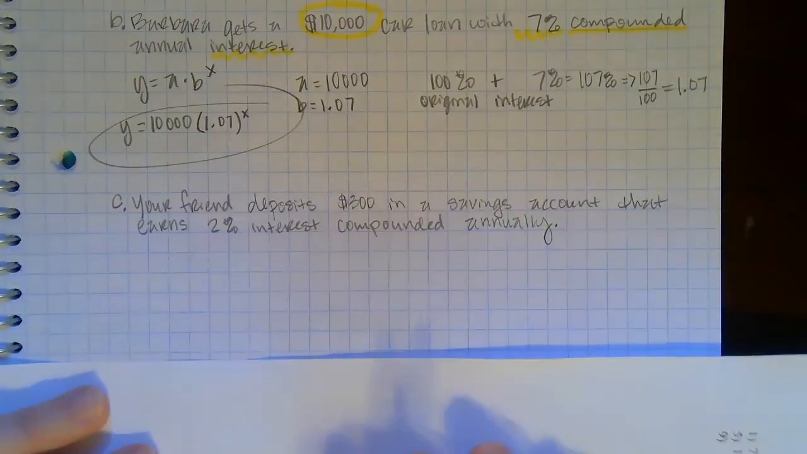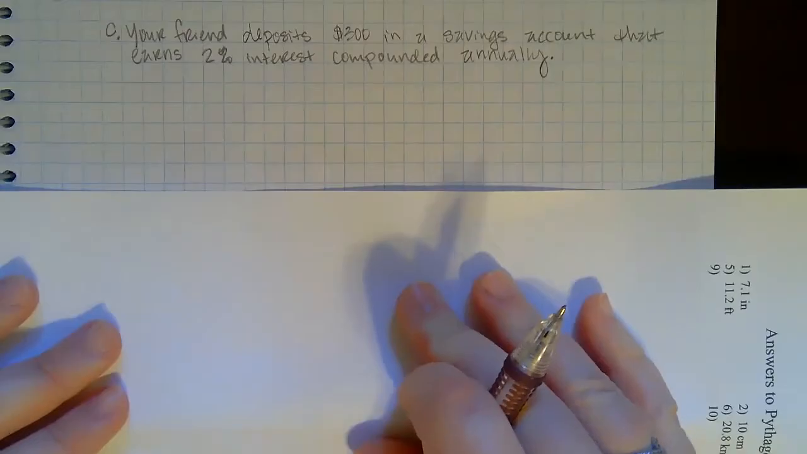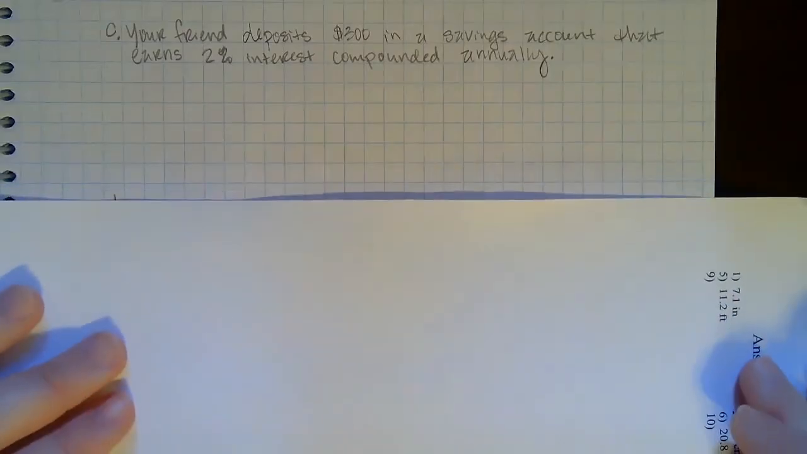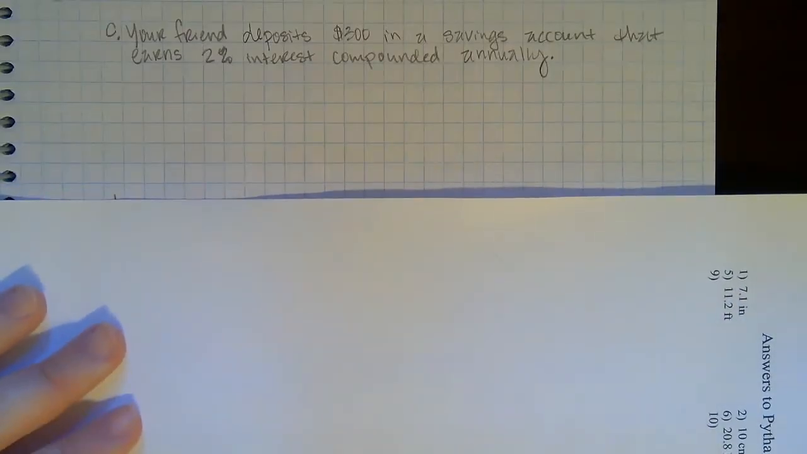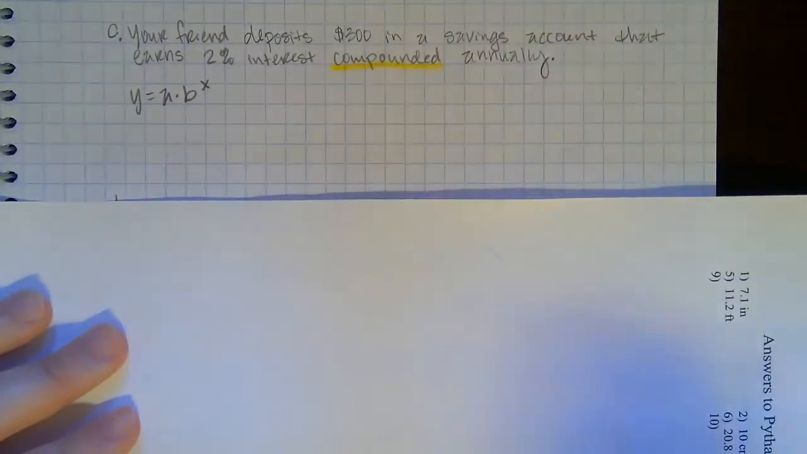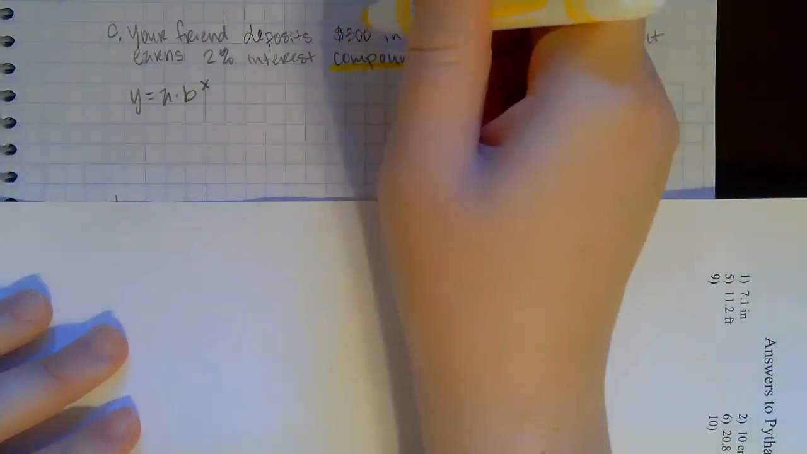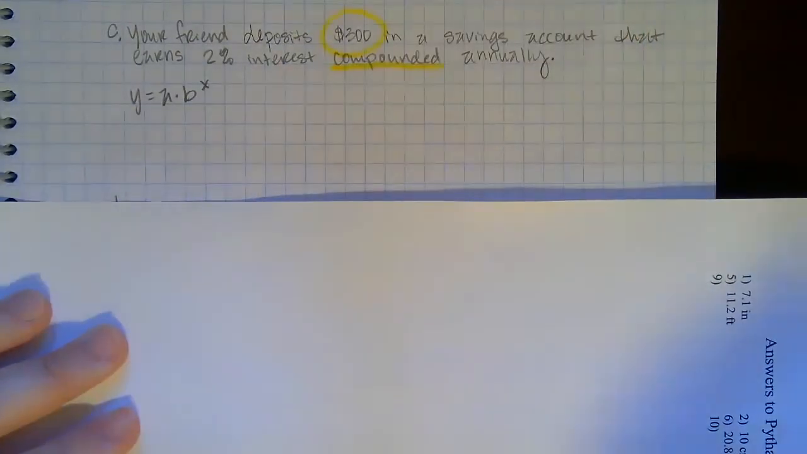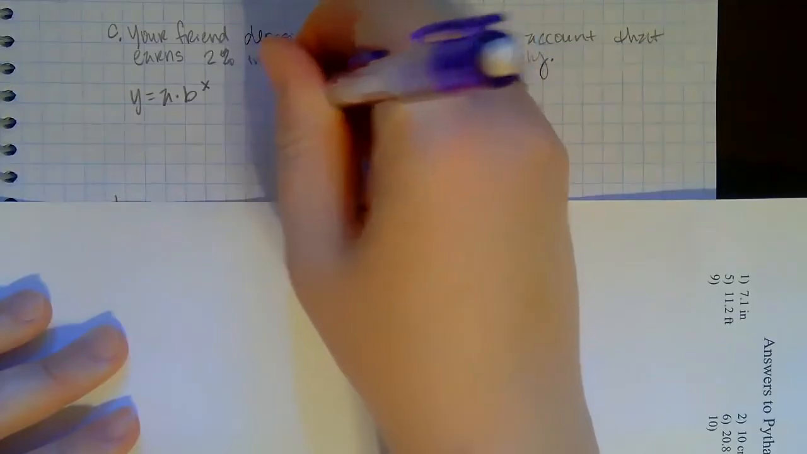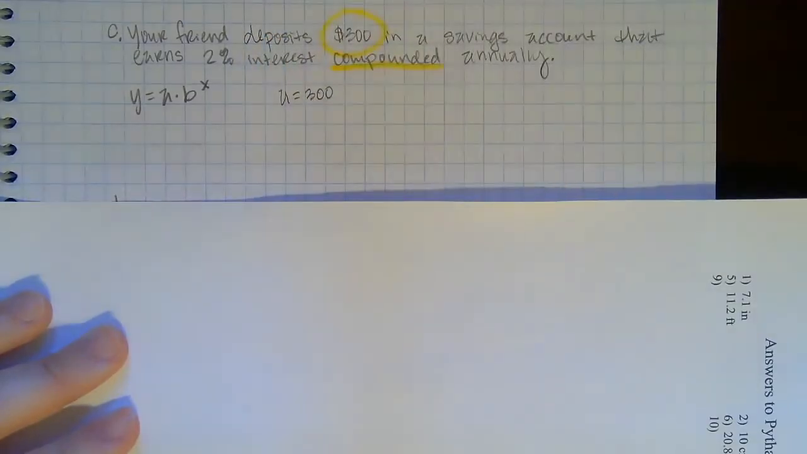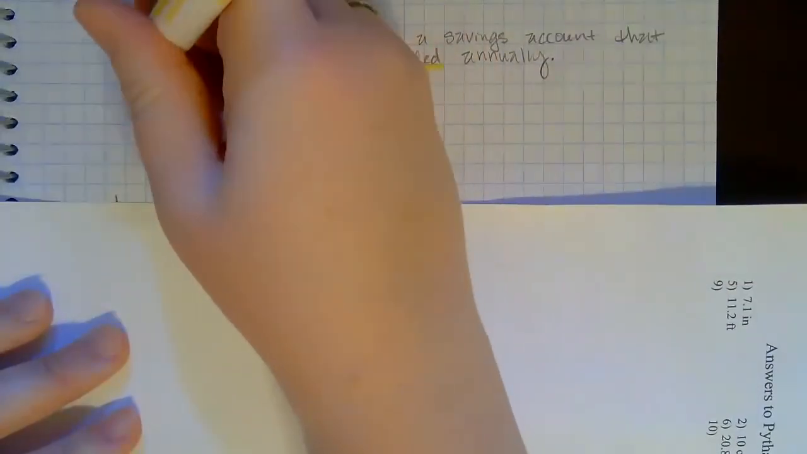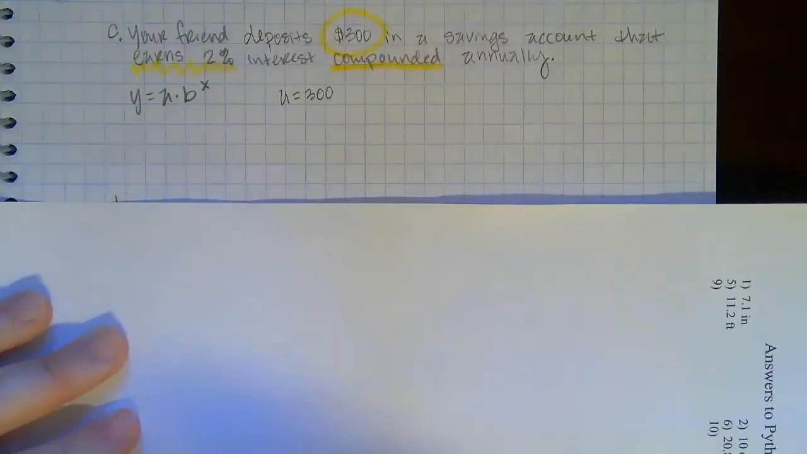Let's look at another one, just getting lots of practice in here. Your friend deposits $300 in a savings account that earns 2% interest compounded annually. So again, keywords, compounded. So we know we're using our y equals a times b to the x. And then it says they deposit $300. So that's going to be my a value because that's what I deposited. And then it says it earns 2%.